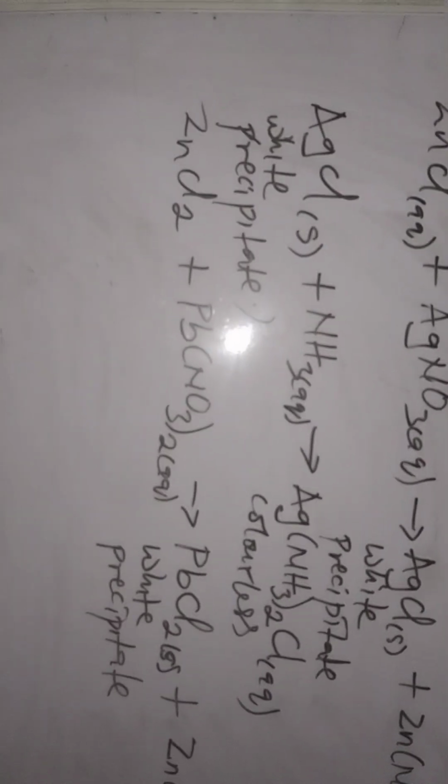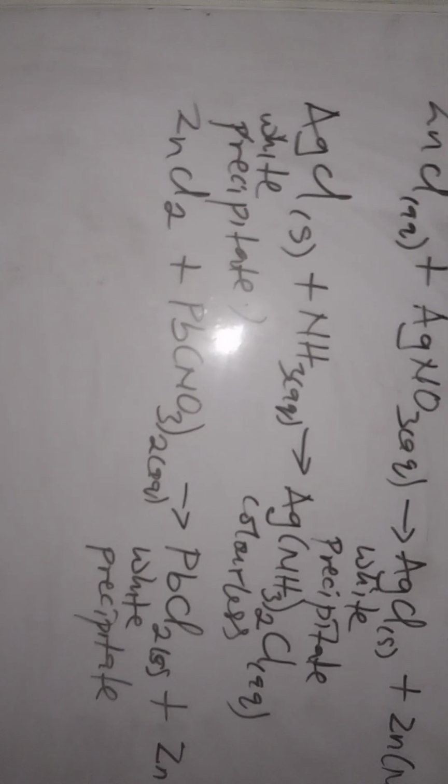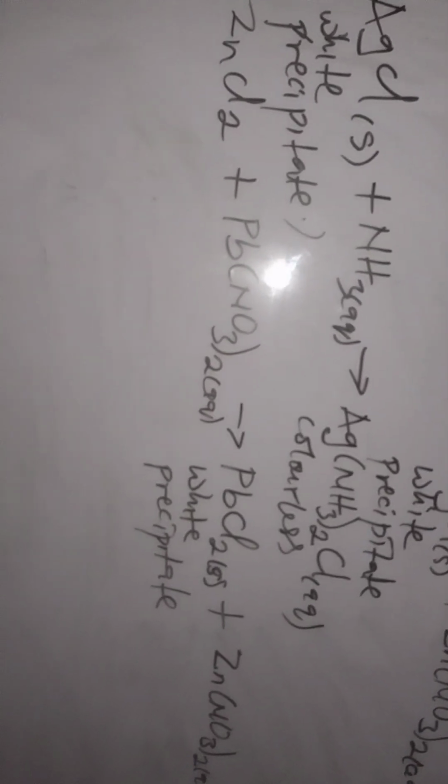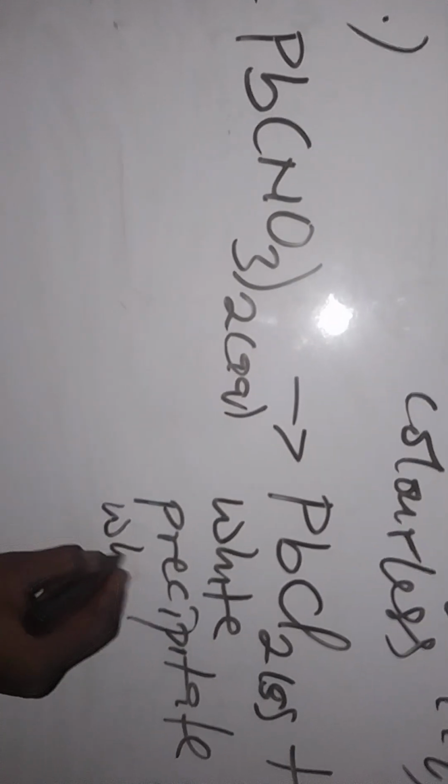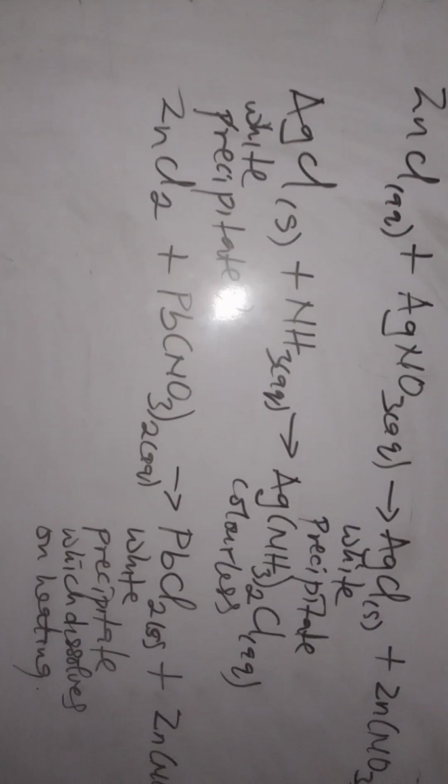With this, you can be asked to heat the white precipitate. When you heat, the white precipitate will dissolve. Why does it need to dissolve on heating? Because lead 2 chloride is only soluble in hot water, but insoluble in cold water.